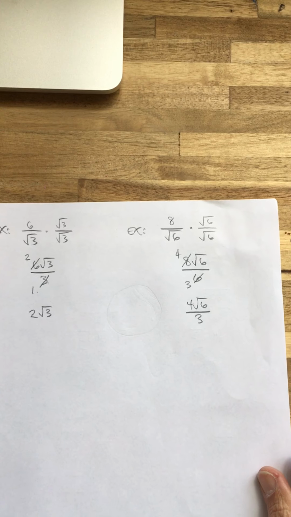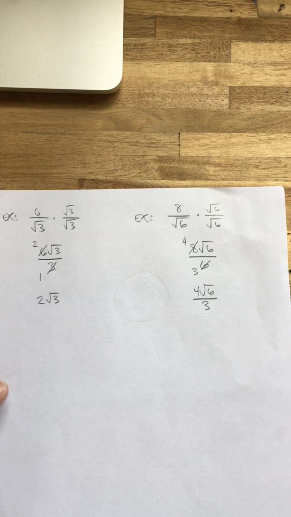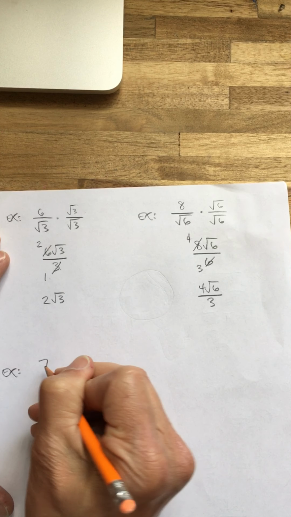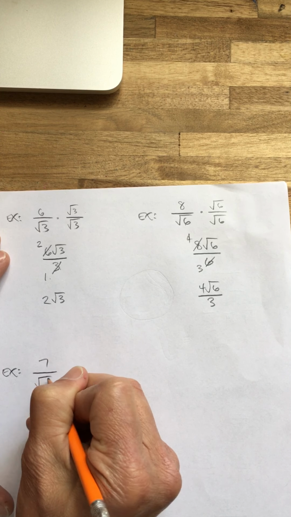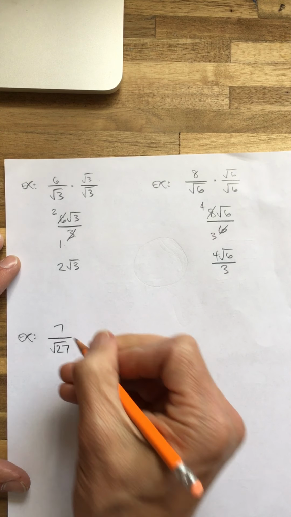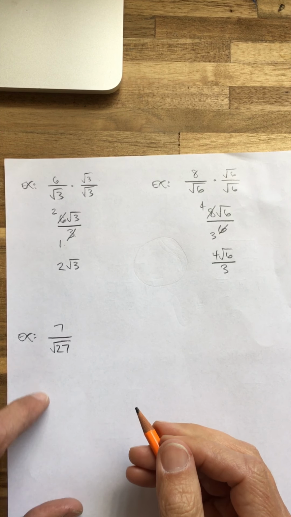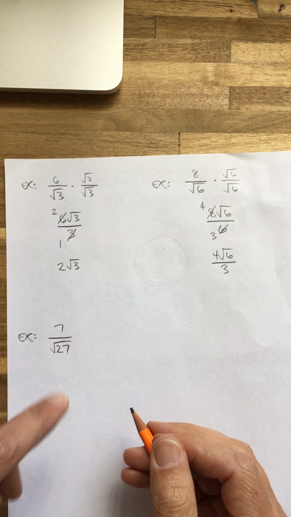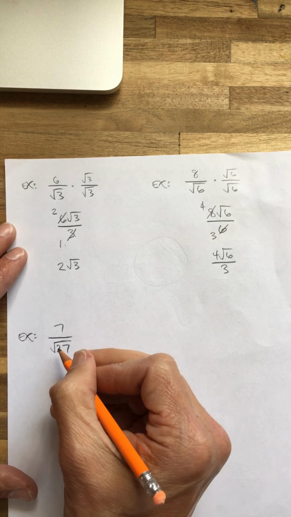All right. Now let's bump it up one more notch. Here we go. I'm going to make this a little more challenging. 7 divided by the square root of 27. Okay? How do we do this? Well, first things first. We have a square root of 27. Okay? Let's rationalize that.